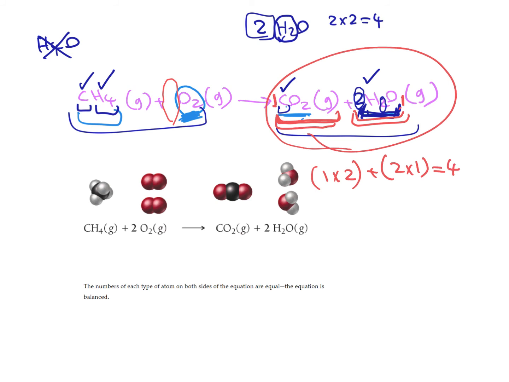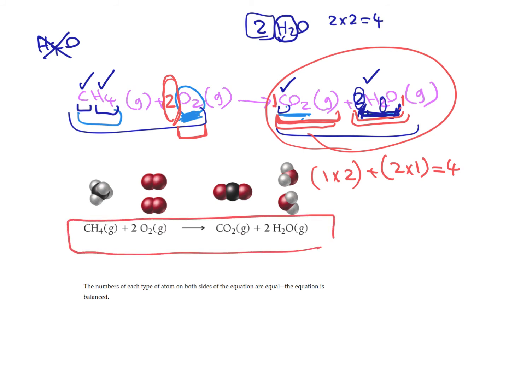So now, what coefficient should I put here for oxygen in order to have 4 of that? 2, right? And this is how you balance a chemical equation. And here is basically whatever I wrote, just a nicer version, I guess. And you should know the numbers of each type of atom on both sides of the equation are equal. And that means the equation is balanced.